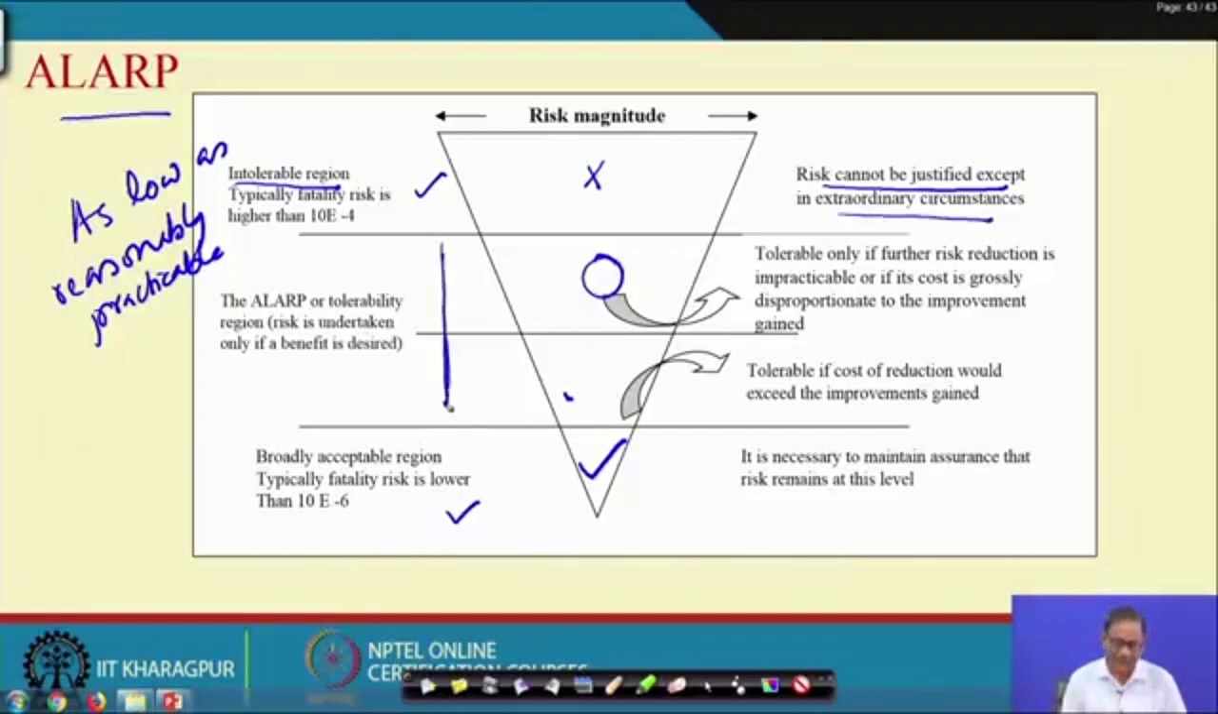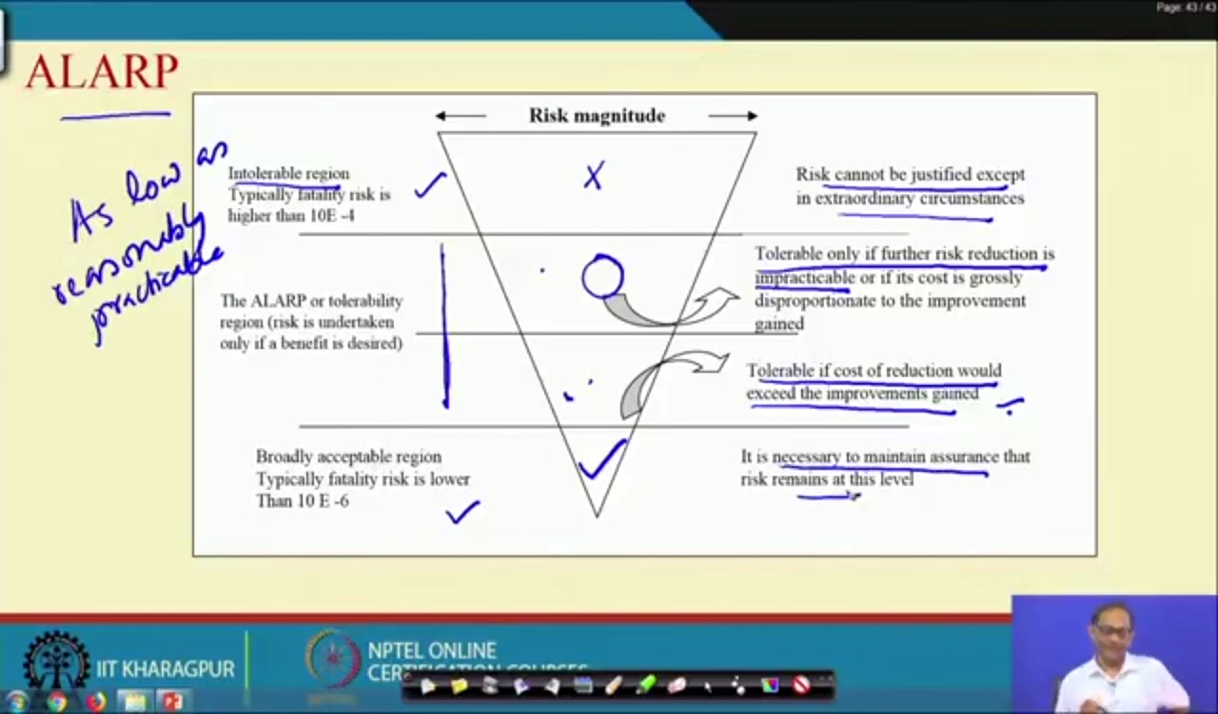This is the tolerable region. This is the top one, this is the bottom one. Tolerable only if further risk reduction is impracticable, and it is tolerable if the cost of reduction exceeds the improvement gain, cost-benefit. And this one is the broadly acceptable region, which is necessary to maintain. One criterion may be that if your fatality risk is 10 to the power minus 4 at any point in time, or 10 to the power minus 6 or less, the in-between value is under the tolerable region. This is acceptable, tolerable, intolerable.